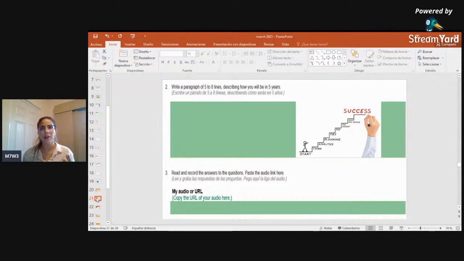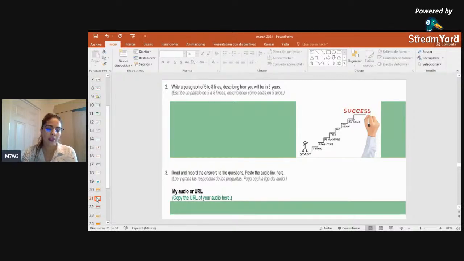¿Por qué? Porque vamos a futurear un poquito y pues no estamos tan seguros de lograr. Quizás sí tenemos una meta, pero pues tenemos que irle puliendo y viendo los pasos que vamos a llevar para lograrla. Pero en este caso hacemos el will. And after this, you're going to read and record the answers to the questions.